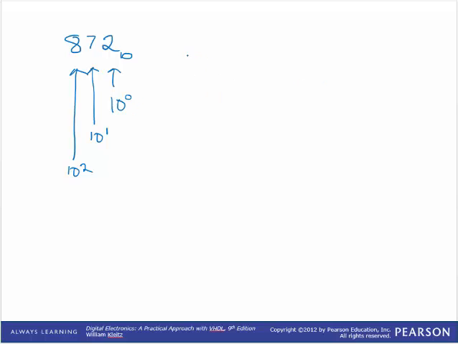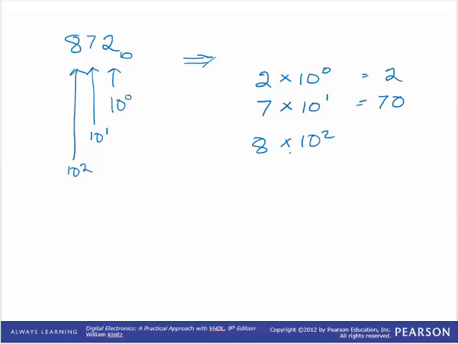And how we break down this number, which you've probably done since about 1st or 2nd grade, is that we have 2 times 10 to the 0, which equals 2. And then we have 7 times the next weighting factor, 10 to the 1, which is 7 times 10, which is 70. And then we have 8 times 10 squared, 8 times 100, which equals 800. And so this is how the number breaks down. Add these up, 2, 70, and 800.